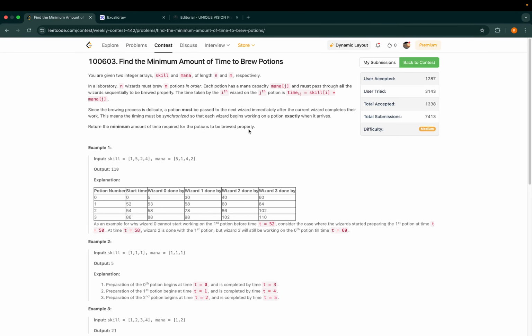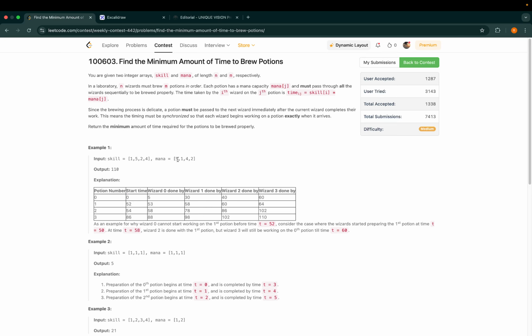So this problem states that we are given two arrays, skill and mana, and basically what we have to do is, there are n wizards, and each of these wizards can brew some potions, right? So for example, let's just start from the table. Let's say they start brewing the potions at time 0, okay?